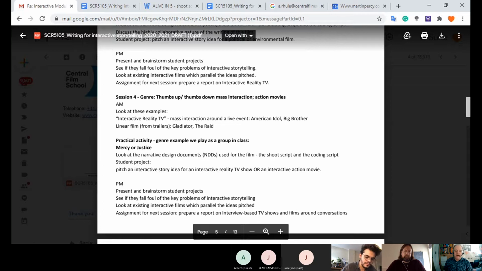Nevertheless, walk down the street, almost everyone will know what it is. It's almost universally known. It's so common in films and TV and so on. You'd really struggle to find someone who hadn't encountered it. And of course, that's exactly the same gameplay mechanic as the great hits of 21st century television, which are interactive reality TV. So mass interaction around a live event. American Idol, Big Brother, and a billion other spin-offs.